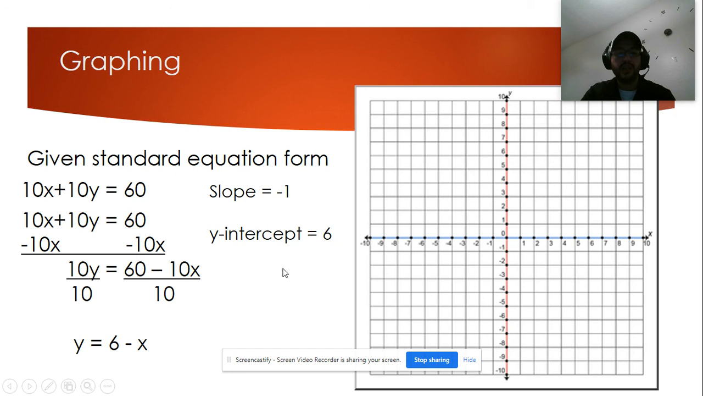So now that I have the y-intercept, I can plot the point. Using the slope, I'm gonna get another point. So the change in y is -1, change in x is 1, and I can draw the line. That's another option when it's given in standard form. Solve for y, and that way you're gonna have the y-intercept and the slope, and then you can graph it. Okay.